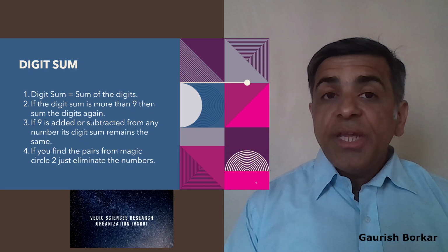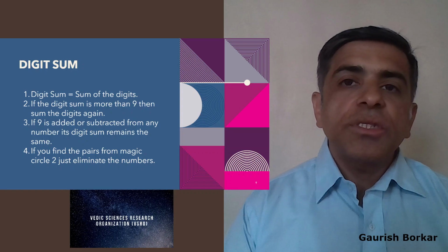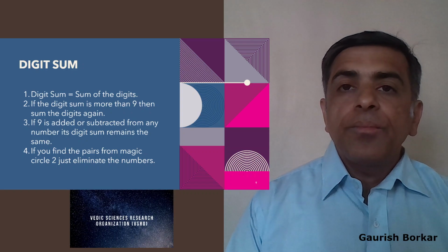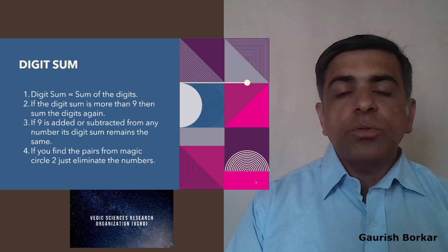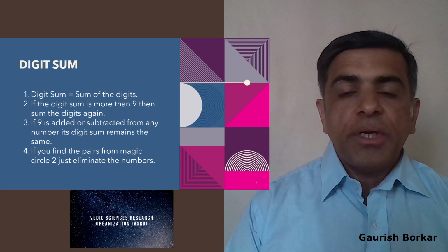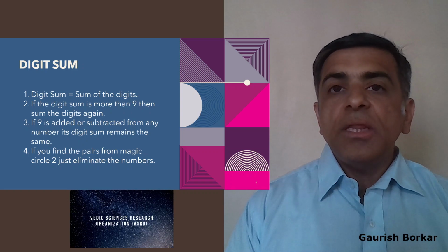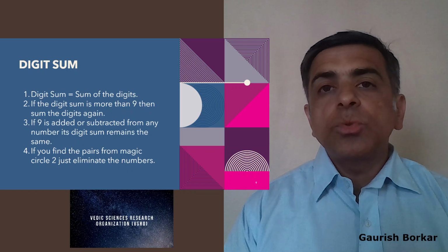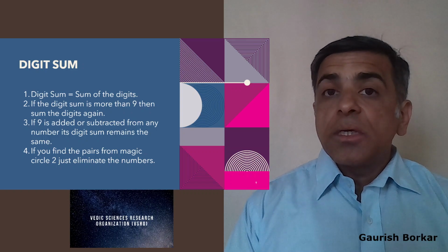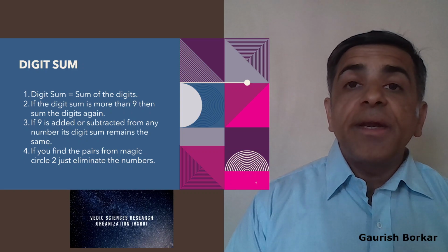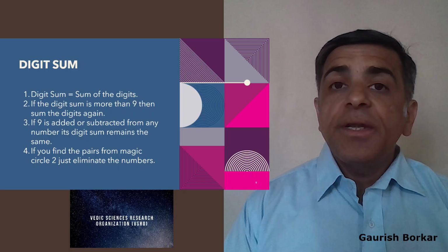These are some of the most important ideas that we are going to use in our coming videos, and that's why I have explained all of them here in one video. Anytime you need help with any of these concepts, you can come back to this video and learn from it. So we learnt 4 concepts today. The first is magic circle number 1 and magic circle number 2. We use the sutra Ekadhikena Poorvena in both these circles. The third concept was how we treat carries in Vedic math. And the fourth concept is called digit sum.